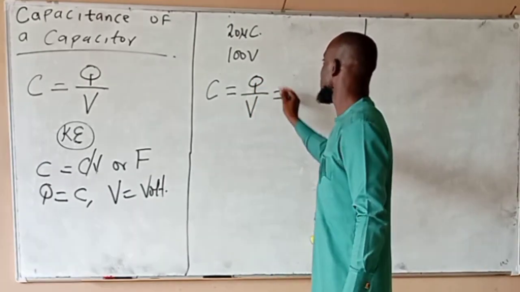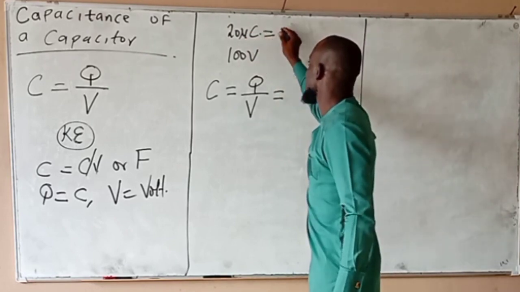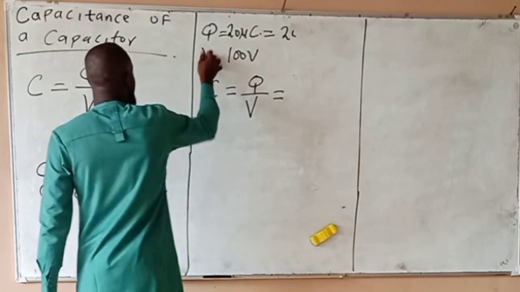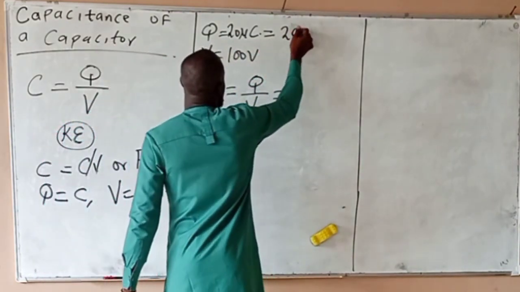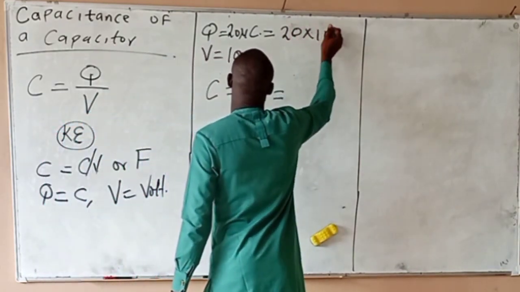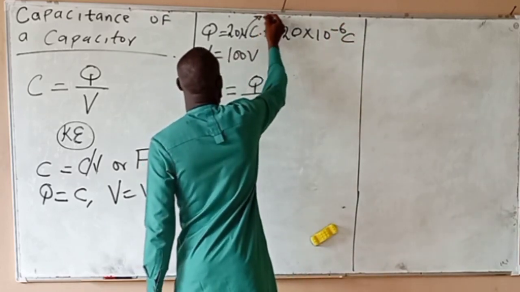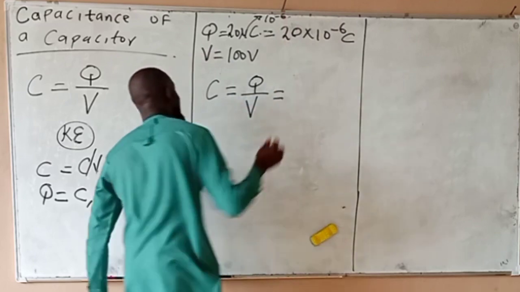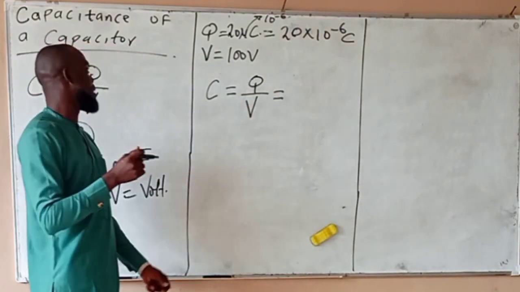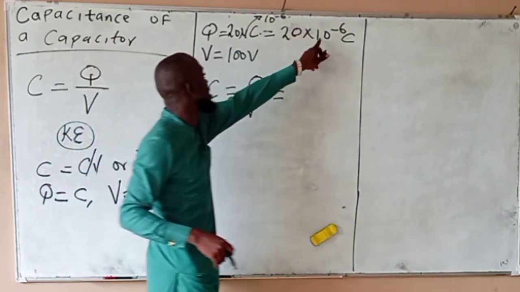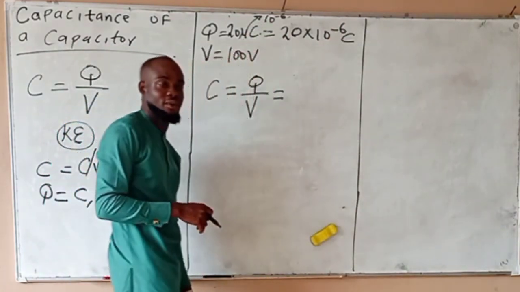So that will be equal to, charge is what? Remember this one is 20, this is the charge, using coulomb. This one is the voltage or potential difference. This one will be 20 times 10 raised to the power minus 6 coulomb. Why? Because this micro, as we call it in electric physics, means 10 raised to the power minus 6. That is the value for that micro.